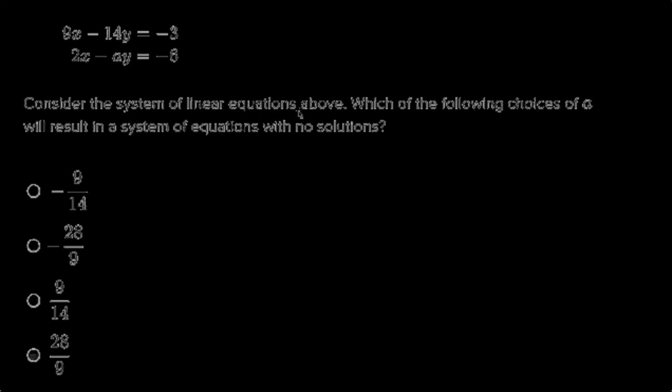Consider the system of linear equations above. Which of the following choices of A will result in a system of equations with no solutions? No solutions. So a system has no solutions if both lines, and they actually tell us these are linear equations, are parallel, then you have no solutions. They're never going to intersect. There's no XY pair that satisfies both of them. So if they are parallel, then you're going to have no solutions.